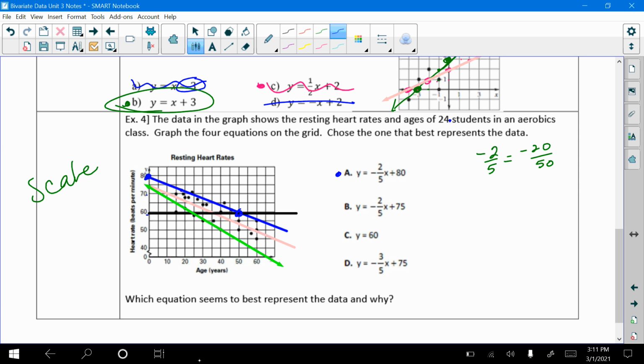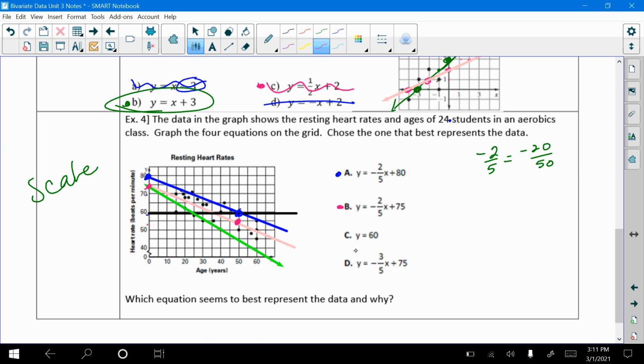So the next one is my pink one, I think. Here's pink. If I start at 75 and I go down 10, 20, and I go over 50, that gives me right about there. So yeah, that is pink. It's kind of through my data. Pink is pretty much right through it.